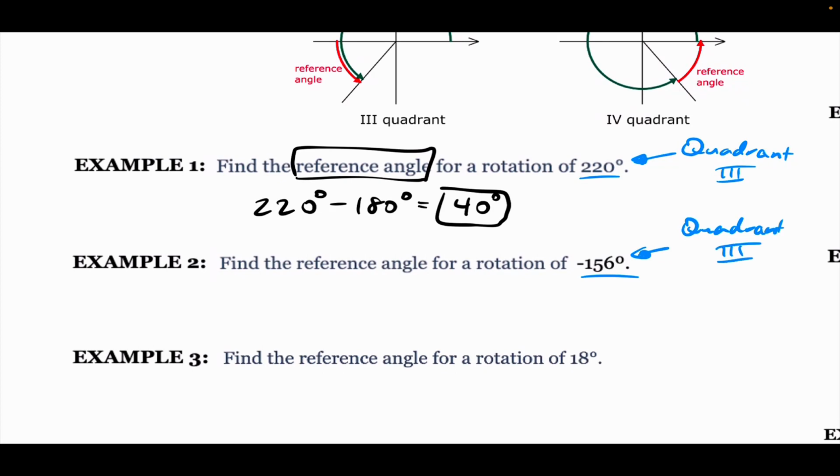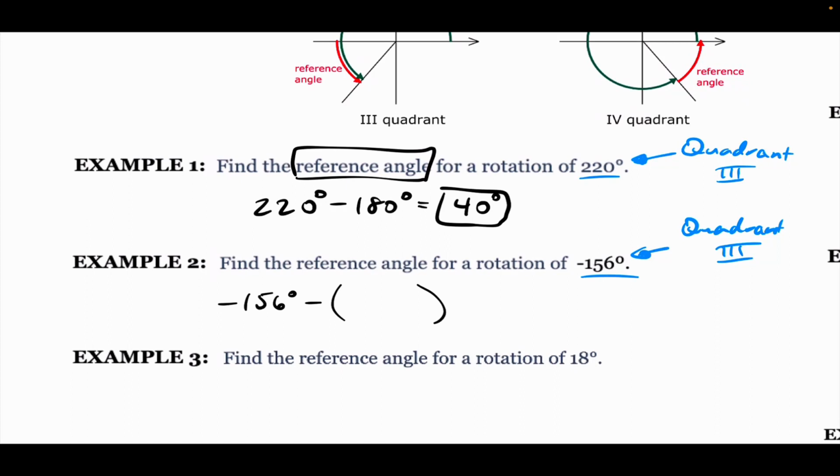Quadrant 3 again. Well, quadrant 3 says take the angle and minus it from 180. The difference here is it's negative. So I'm going to take the angle, but I'm going to minus it not from 180. I'm going to minus it from negative 180 because I'm on the negative track, right? I'm on the negative track.